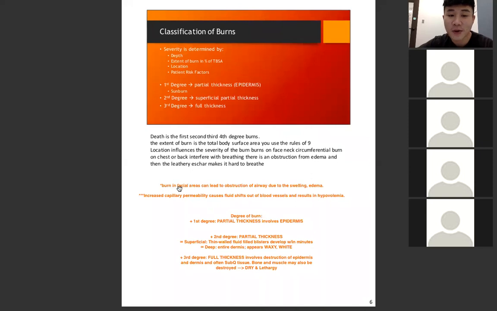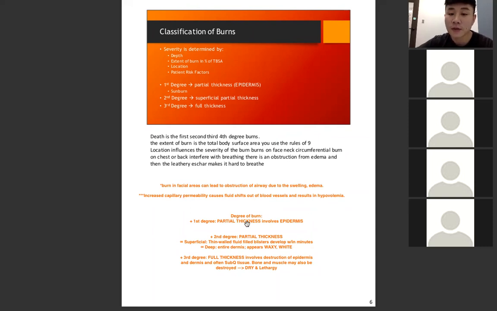All right, so burns in the facial area can lead to obstruction of the airway due to the swelling and edema. Increased capillary permeability causes fluid to shift out of the blood vessel and results in hypovolemia.